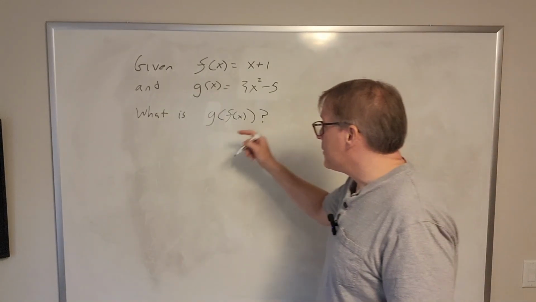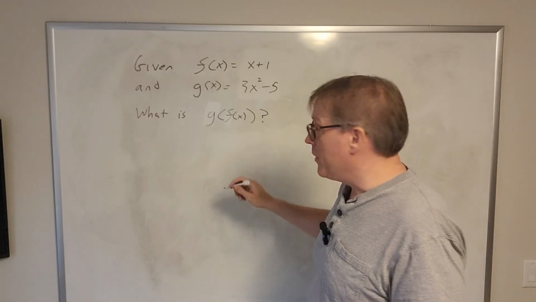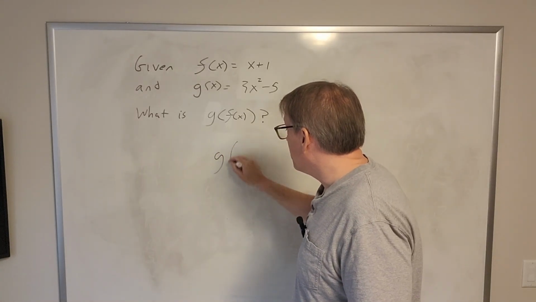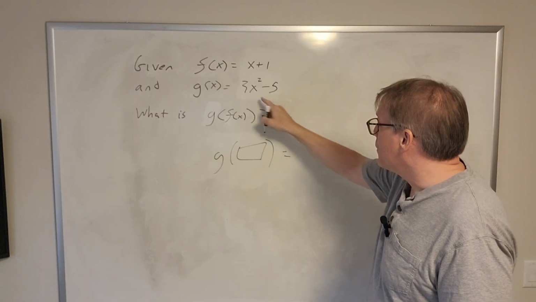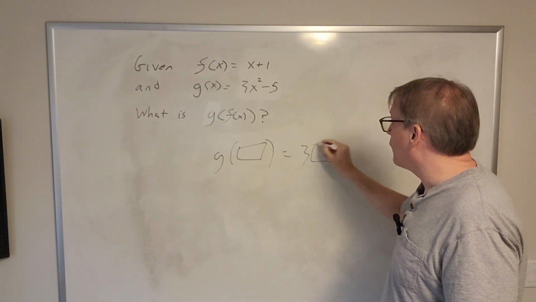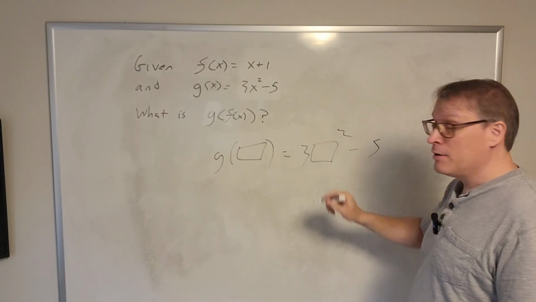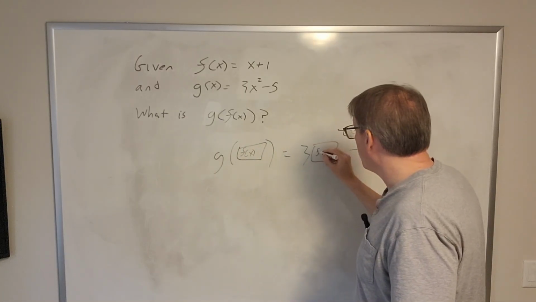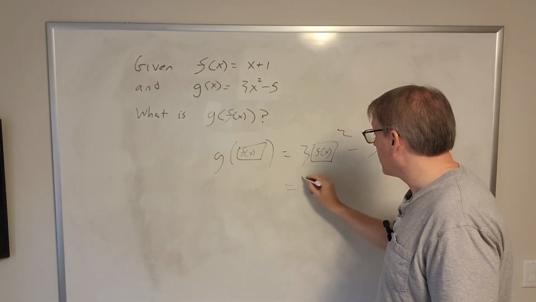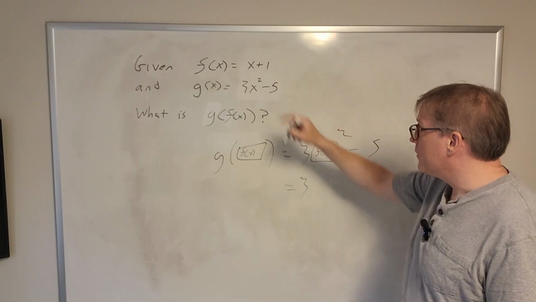All right. This time it's g of f of x, not f of g of x. So g of box equals, well, what is g of x? 3 box squared minus 5. This time I want to know f of x's, so stick f of x's in the boxes. What is f of x? It's x plus 1.